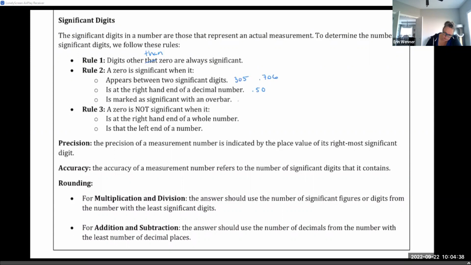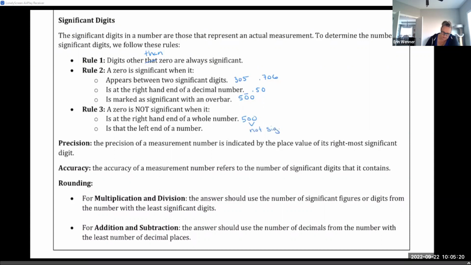And so you might get something like 500, and they'll put the overbar over that first 0, which would mean that we have two significant digits there, the 5 and the 0, but the last 0 is not significant. When is the 0 not significant? When it's at the right hand end of a whole number. So 500, these two zeros, not significant.